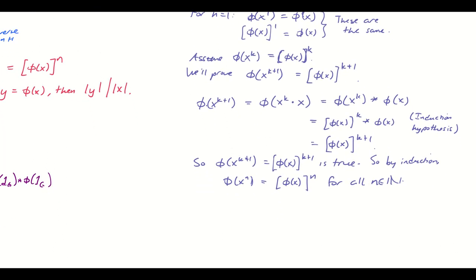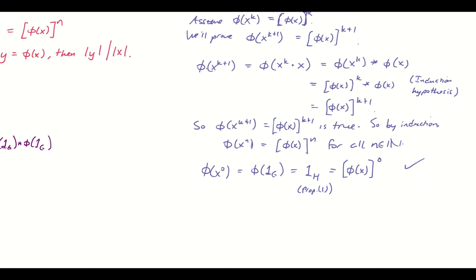Well, let's just quickly record what happens with those. I know that phi of x to the 0, that's just phi of the identity, because x to the 0 is the identity of g. Phi of that has to be the identity of h by property 1. And then that's the same thing as phi of x raised to the 0, no matter what phi of x is, because anything in h raised to the 0 power is the identity. Okay, so that checks that off for n equals 0.